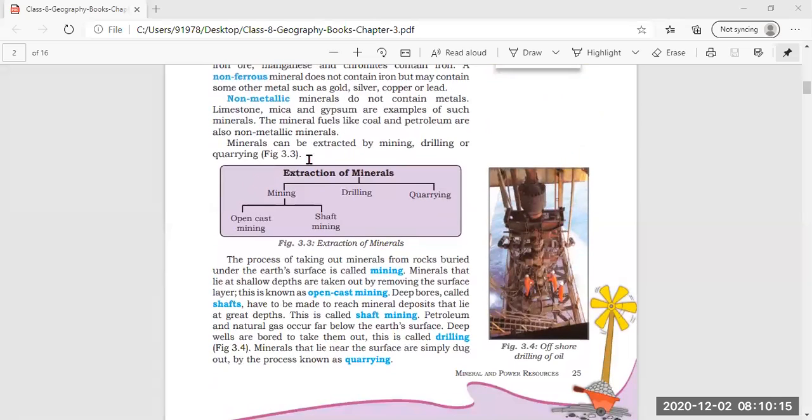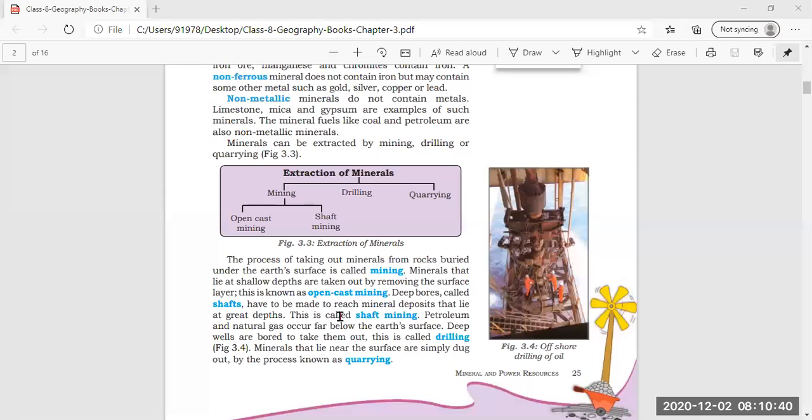Then again further we have read about the extraction of minerals, how these minerals which are present deep inside the earth can be extracted or taken out. They are taken out by three processes: mining, drilling, and quarrying. Mining again is divided into two parts, that is open cast mining and shaft mining.